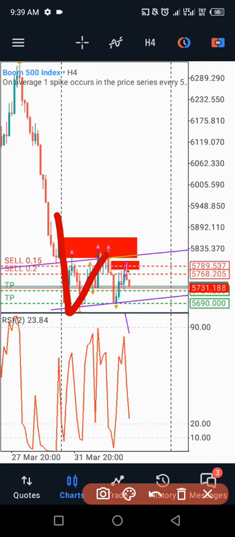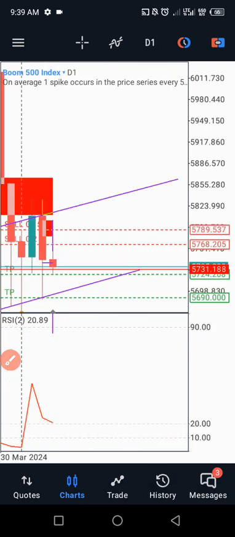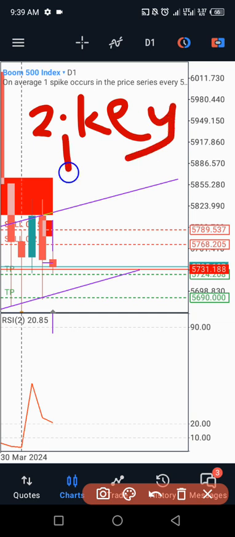Okay, so based on that retest, we are able to take this entry. Now that being said, the first thing is to determine the trend. After determining the trend, the second thing you want to look out for is key levels.